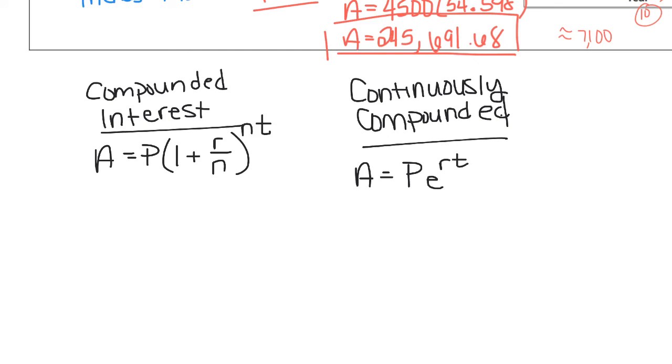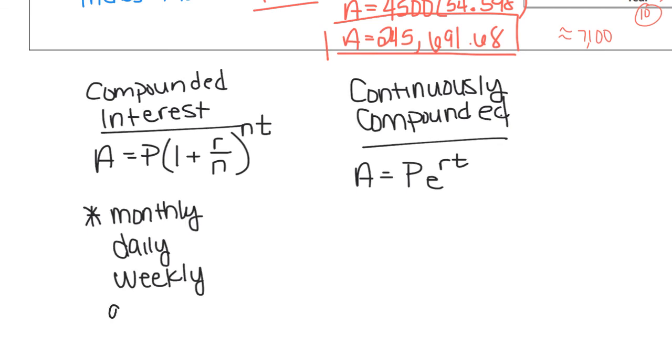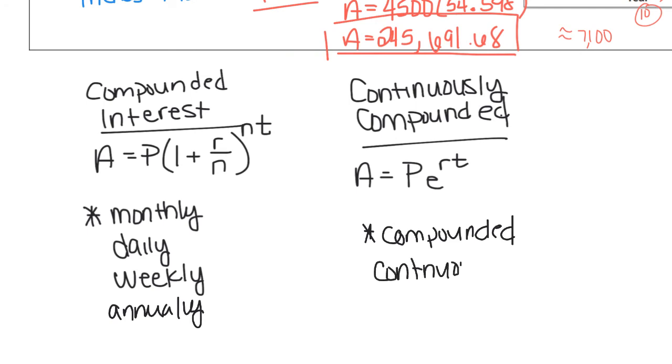So compounded interest is used when you are doing things like compounded monthly, daily, weekly, annually, things like that. Like you have a time period that you're being compounded. If you see the phrase compounded continuously, you're going to use the above formula. So these are the two formulas that you're going to be using when you talk about compounded interest.